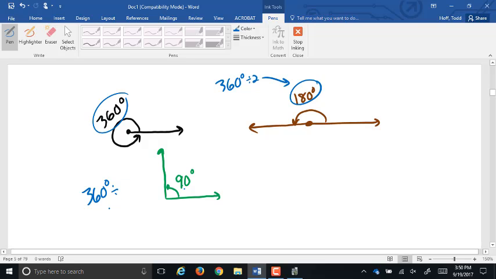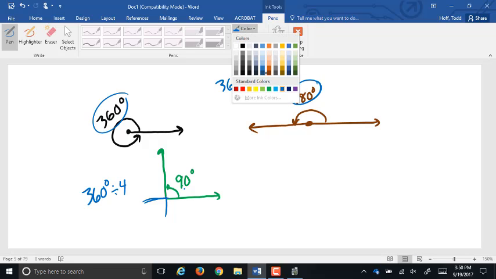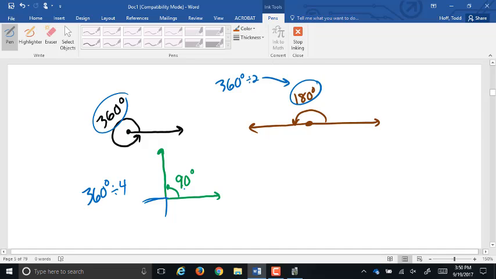360 divided by 4. It's actually a quarter turn, or a fourth of a full turn. So our angles have now become defined as a fraction of a full turn.